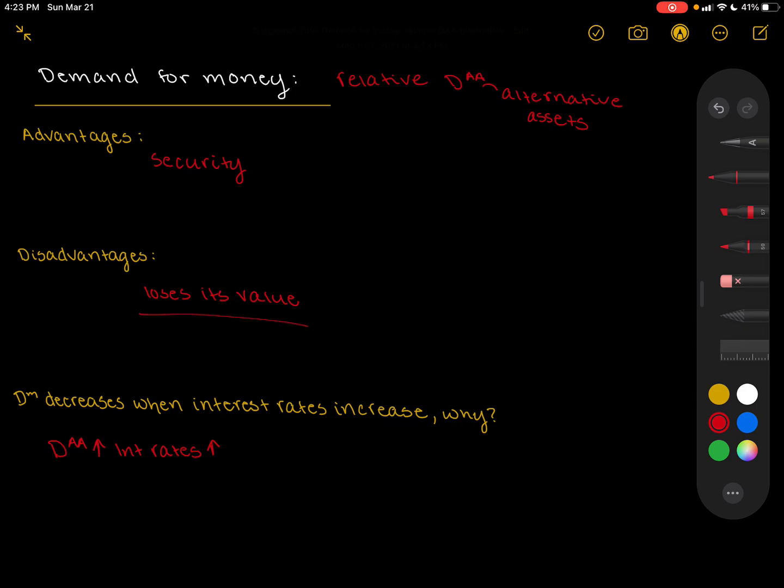Remember, like we said, the money just loses its value. I make no return on it. And so when interest rates go up, my opportunity cost of holding on to that cash increases as well. So our opportunity cost goes up when interest rates go up. And that's oftentimes why people demand less money when interest rates are high, simply because their demand for alternative assets is much greater.